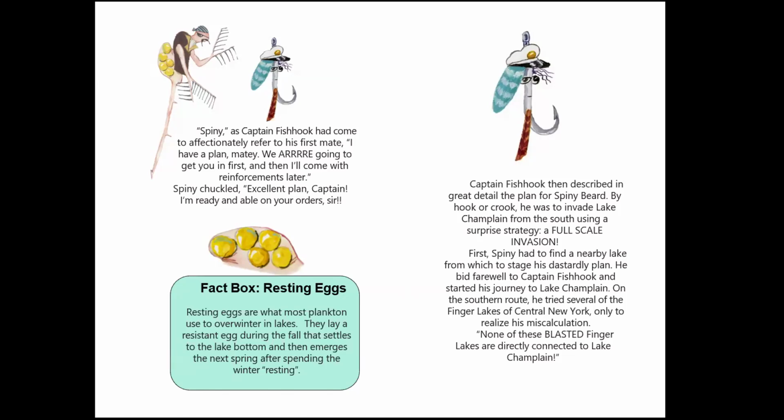He was to invade Lake Champlain from the south using a surprise strategy, a full-scale invasion. First, Spiny had to find a nearby lake from which to stage his dastardly plan. He bid farewell to Captain Fishhook and started his journey to Lake Champlain.